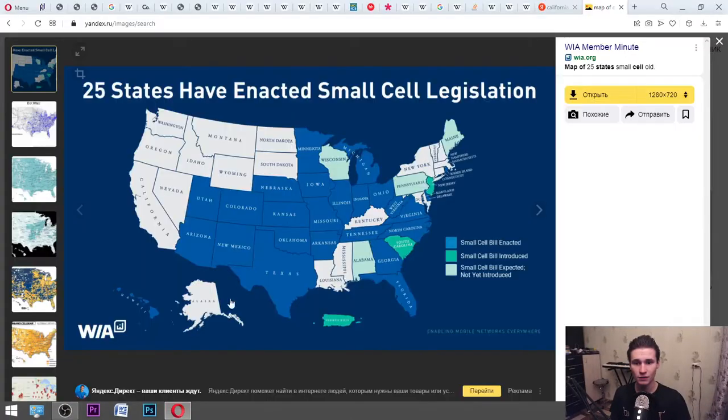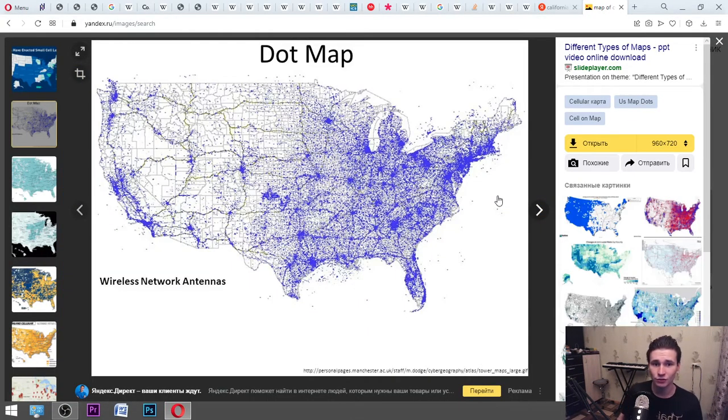By the way, do you have a map? One moment, I need to Google it. Map of cellular USA. Map of cellular USA. It has enacted small cell. Let's take a look, it's interesting. Small cell bill enacted. Okay, legislation map.